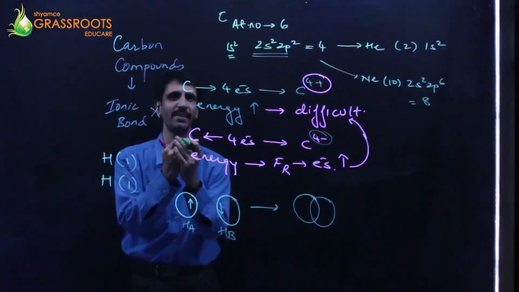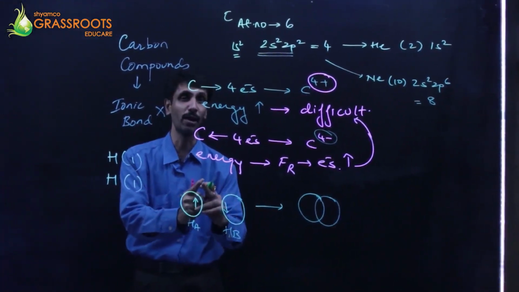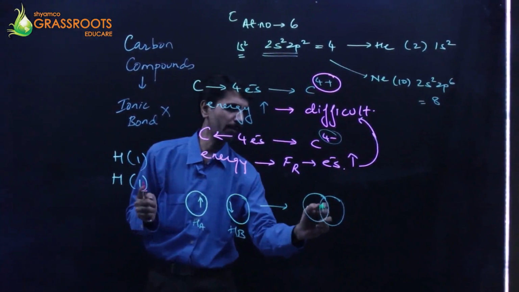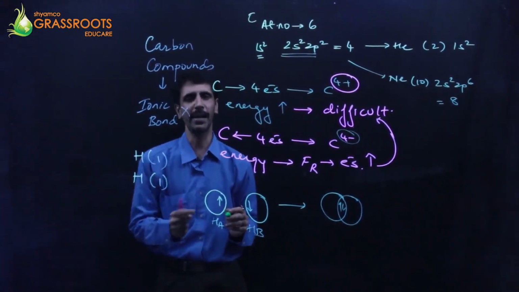It will overlap with each other. And as a result of which, what will happen is the two electrons will pair up. और ये bond बन जाएगा ऐसा. For one bond, there will be one pair of electron.